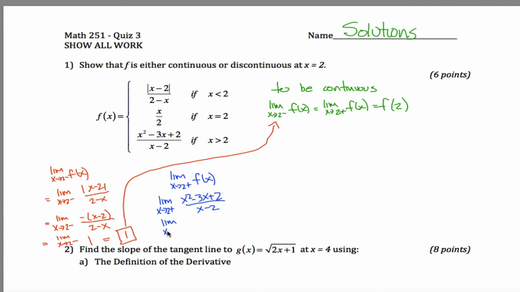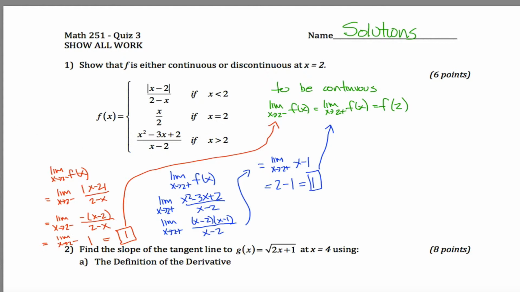Let's see, the limit as x approaches 2 from the positive side of, if I factor the top, I need two numbers that multiply to positive 2 and add to negative 3. That's x minus 2 and x minus 1. And so I can now cancel out those x minus 2's and get that this is the limit as x approaches 2 from the positive side of x minus 1, which is just 2 minus 1, which is just 1. So this right here is just 1.